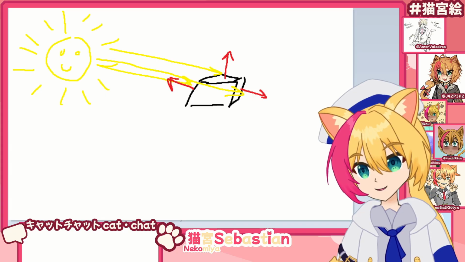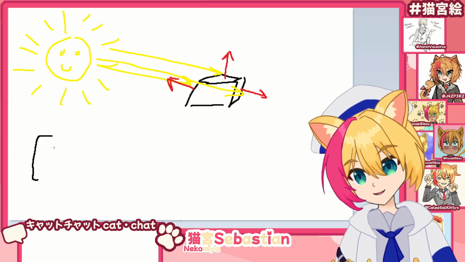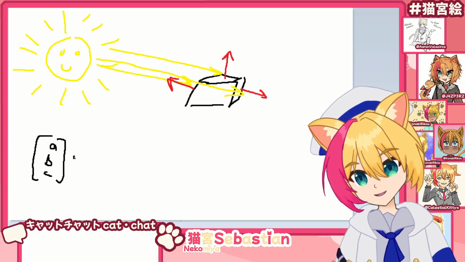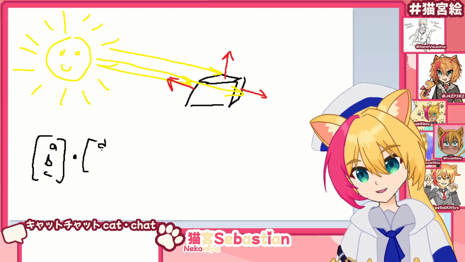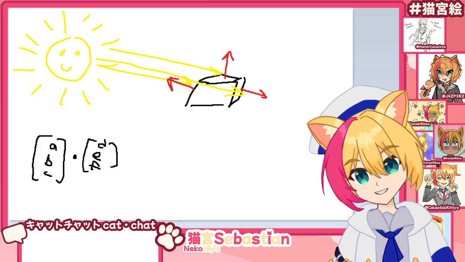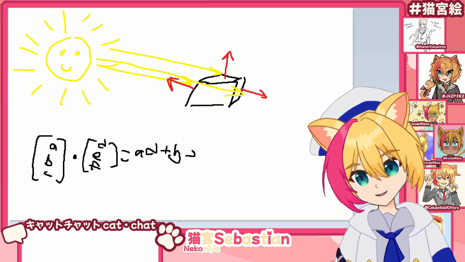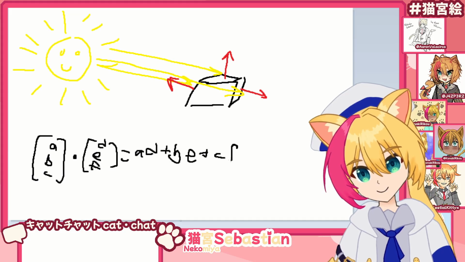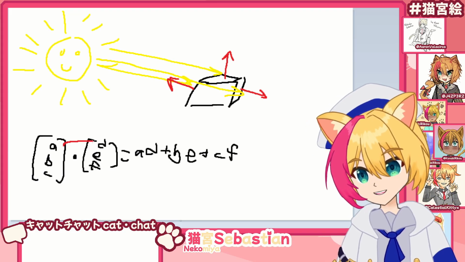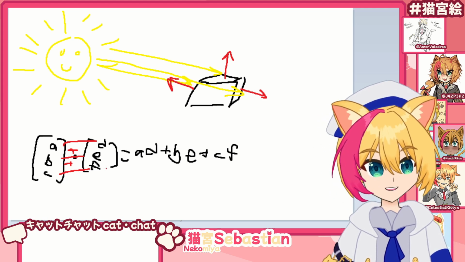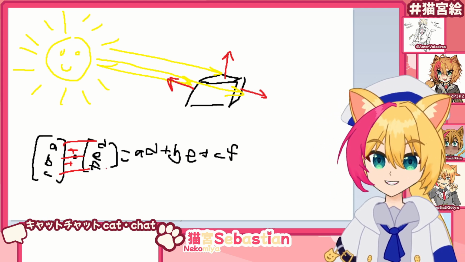And the way you do it is actually really simple. We have two vectors, A, B, C, dot D, E, F. Equals A times D plus B times E plus C times F. You just do this plus this plus this. Super simple, super performant. It's amazing.